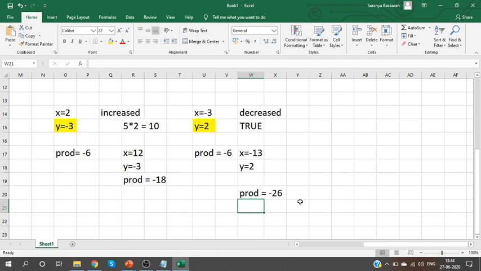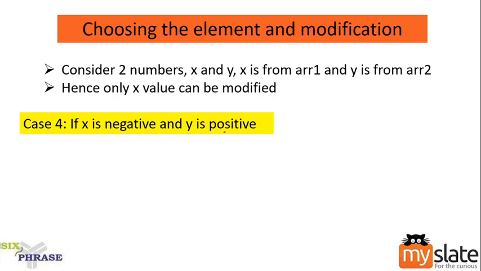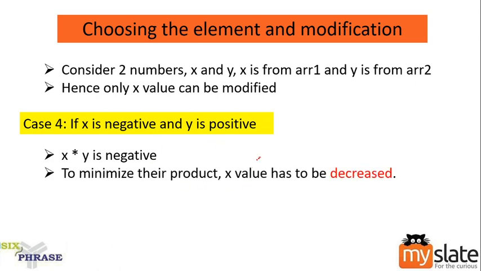So again you can see that in all scenarios, sometimes increasing is going to be helpful, sometimes decreasing the value is going to be helpful. Okay. If you had all positive numbers, then you can say just decrease the values. But here it is a mix of positive and negative numbers, so sometimes increase the value and sometimes decrease the value. Since x is negative and y is positive, product will be negative. If product is negative, to minimize the product, you have to decrease the value. Clear?